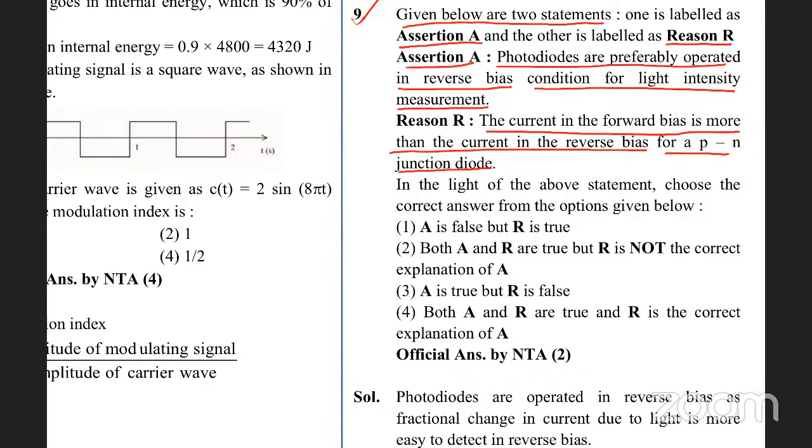So if you look at it, photodiodes are operated in the reverse bias as a fractional change in the current due to light is more easy to detect in reverse bias. So the answer is the statement 2. Both A and R are true, but R is not the correct explanation of A. So basically it is a conceptual question which comes in the semiconductor physics topic.